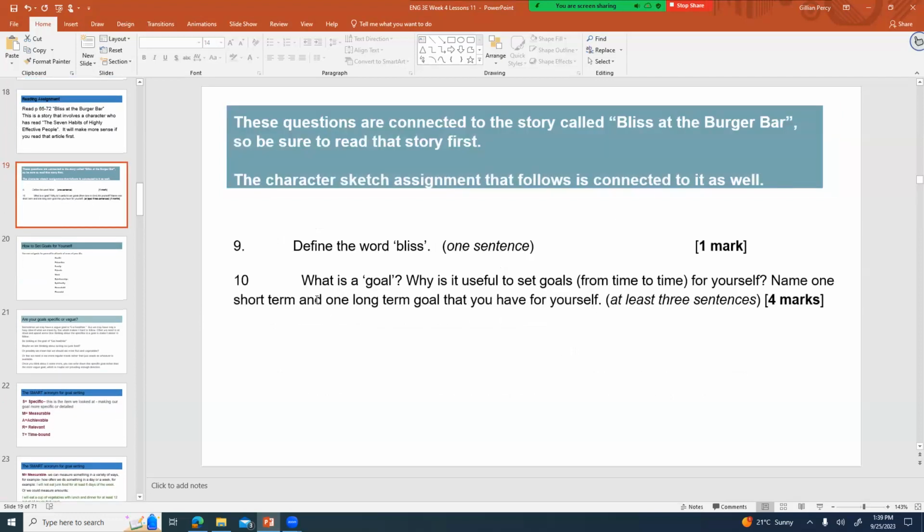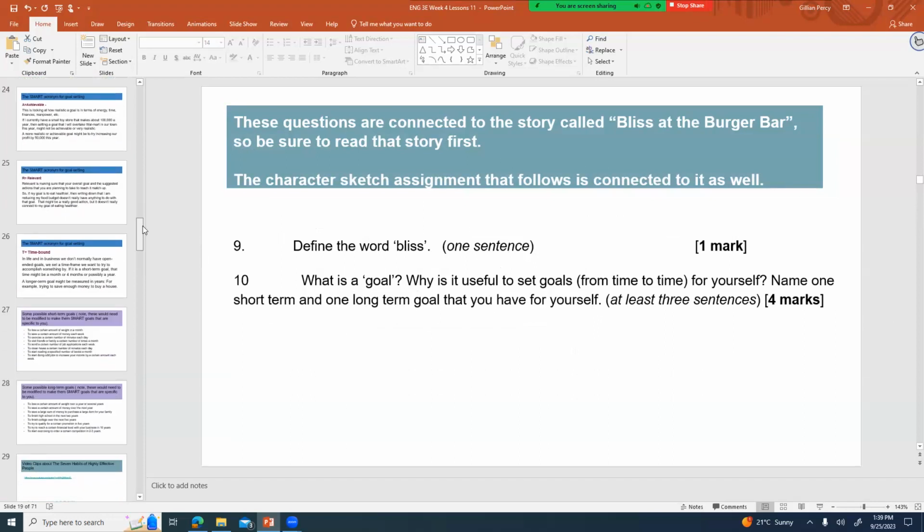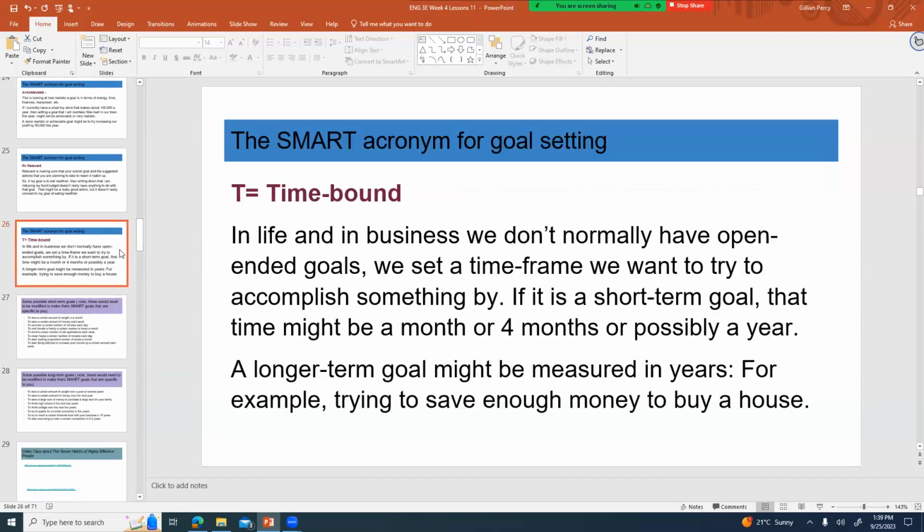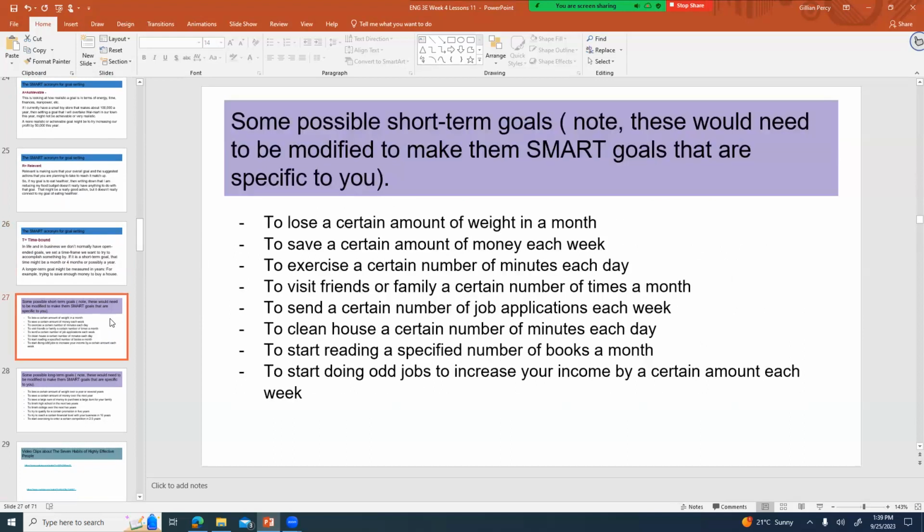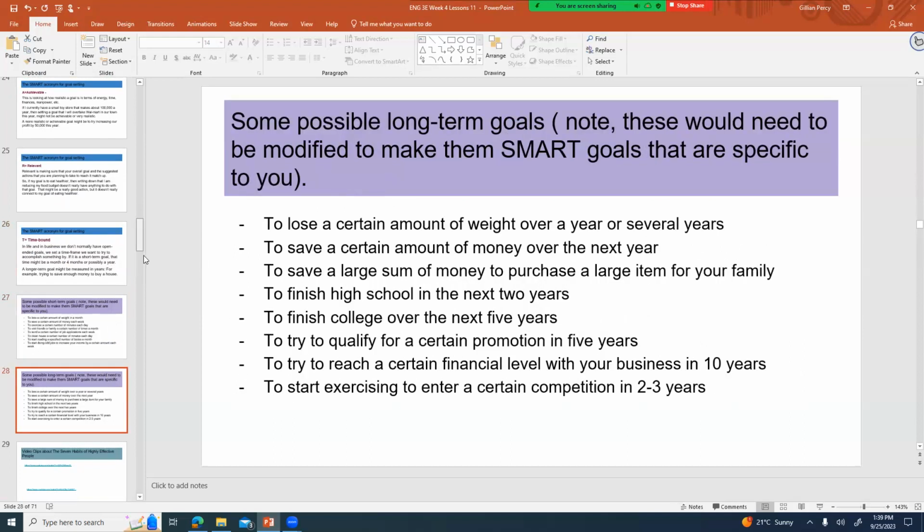You have to name one short-term goal and one long-term goal. Make sure it's at least 3 sentences. I actually think 2 sentences for the short term and 2 for the long term would make more sense. This is just trying to give you an idea of some of the goals that you might have. Okay. Did that. Hang on a second.